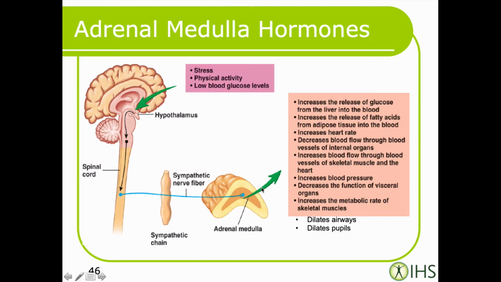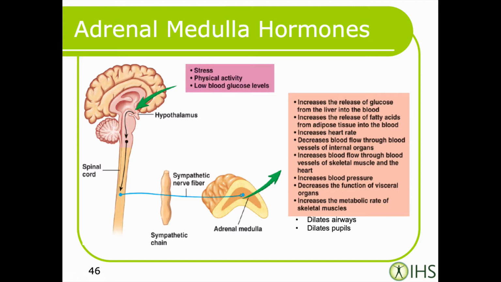Once adrenaline is released, it does a number of different things. It increases the release of blood glucose from the liver into the blood, so again it's increasing your blood sugar levels. It increases the release of fatty acids from adipose tissue into the blood, which is a similar effect to cortisol. It increases your heart rate. It decreases blood flow through blood vessels of internal organs, so there's more blood directed to your skeletal muscle and your heart.